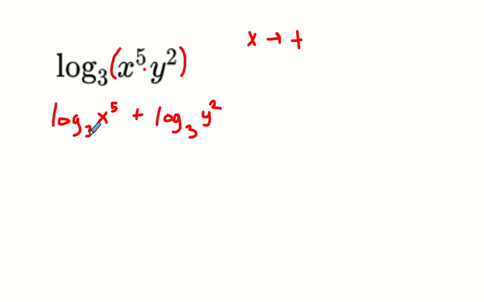And then lastly here, because the argument has an exponent, that exponent can jump out front. So this becomes 5 log base 3 of x, so that goes away. In fact, I'll erase that. And then this 2 goes up front. So your final answer is 5 log base 3 of x plus 2 log base 3 of y. All right, so that would be how you do that one. Again, multiplication first becomes addition, and then the exponents go to the front.